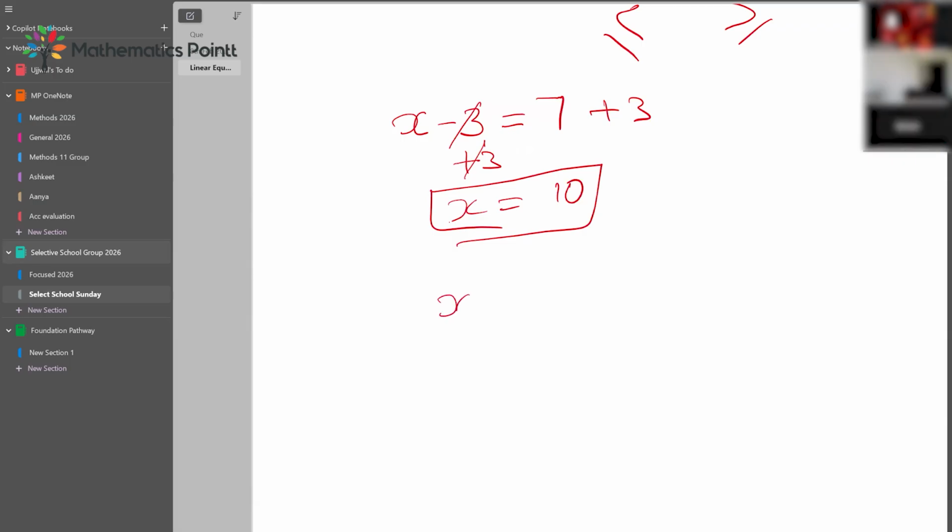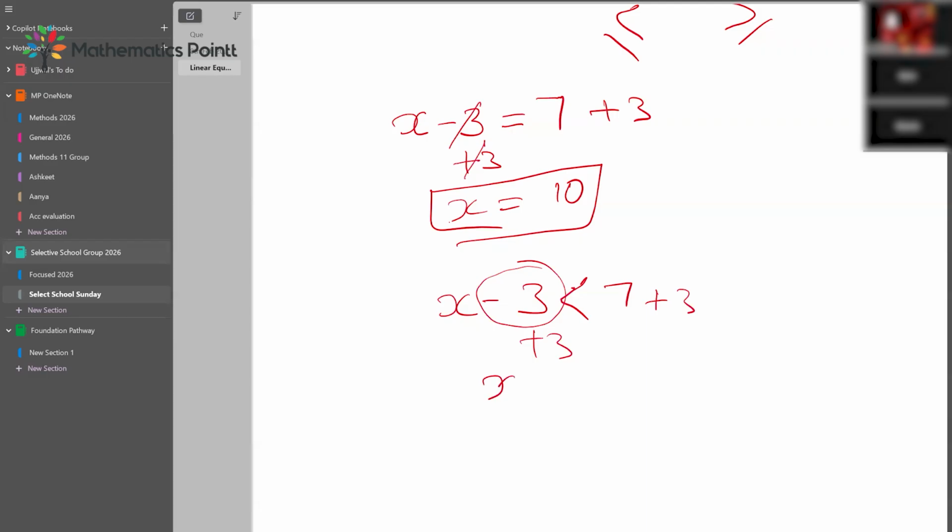Now I say x take away 3 is less than 7. So the idea does not change at all. You will be doing exactly the same thing. You will add 3 on both sides because you're going to get rid of this 3 to leave x all alone on the left-hand side, from my last week's lesson.